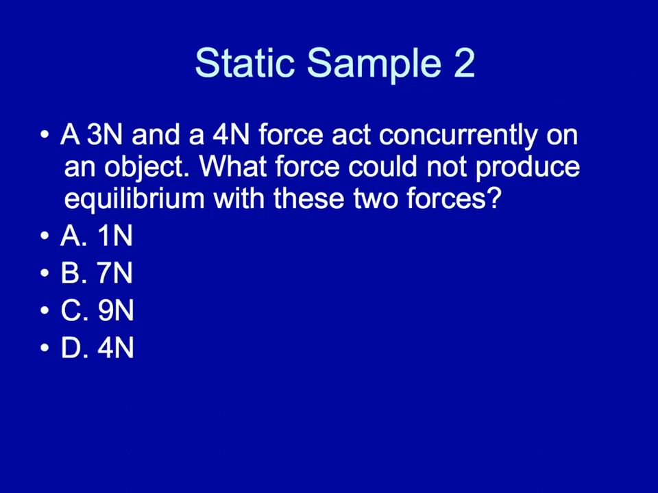Now, if I have a 3 Newton force and a 4 Newton force acting on an object, what force could not produce equilibrium with these two forces? Well, the way to look at this is to think about what's the maximum I could have. So if I get an object here, the maximum I could have is if I have 3 newtons this way and 4 newtons this way. The maximum I could have would be 7 newtons.